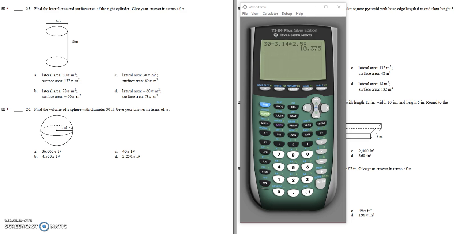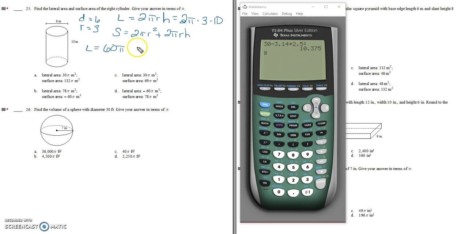Okay, 25, it says find the lateral area and surface area of the right cylinder. My diameter is equal to 6, which means my radius is 3. My lateral area is going to be 2 pi r h. And my surface area is going to be 2 pi r squared plus the lateral area 2 pi r h. So if I do 2 pi r h, that's going to give me 2 pi times 3 times 10. If I multiply that all together, my lateral is going to be 60 pi.